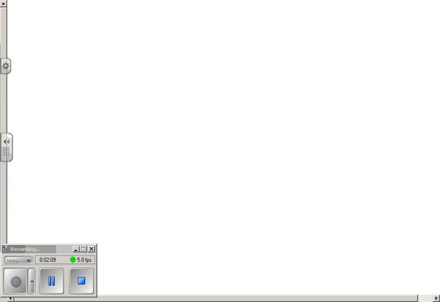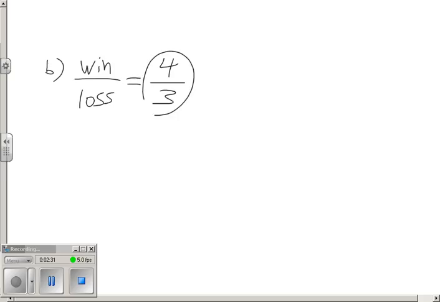13b, however, says, what was the team's win-loss ratio? Well, we knew that in a win-loss ratio, they would win 4 games and they would lose 3. Now, keep in mind, what kind of ratio is this? This is a part to part, not a part to whole, because we're comparing 2 parts of their season, their wins and their losses. So the win-loss ratio was 4 to 3, because for every 7 games they played, they won 4, and we ascertained they lost 3. So that would be the ratio for that.